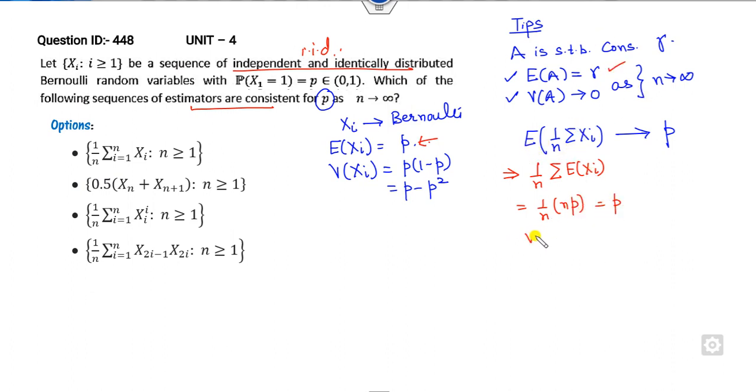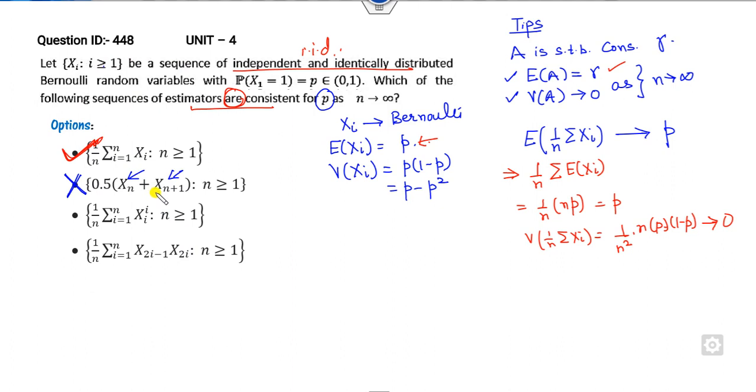Variance: if you find the variance here, because they are independent, I can write it as 1 by n square times the summation, which is n times p(1 minus p), which goes to 0. So the first option is the correct option. Because they are MCQs, there may be more than one correct option. Clearly this is not the correct option, because this is a sequence of n numbers, but it consists of only 2 numbers. So that will not go to 0.